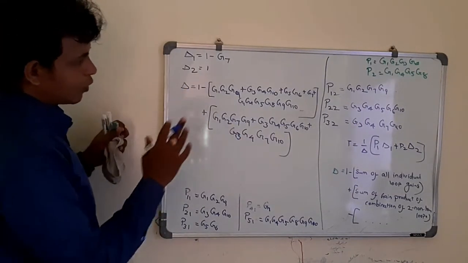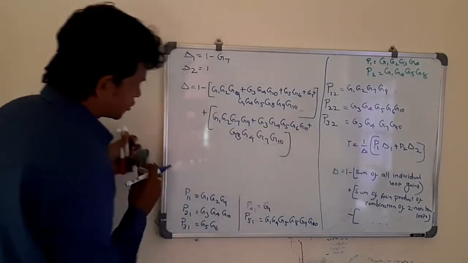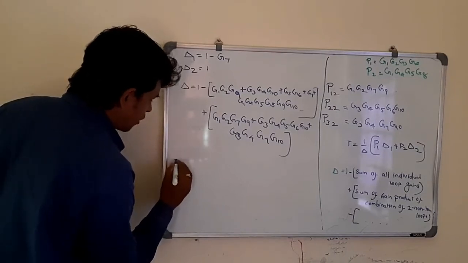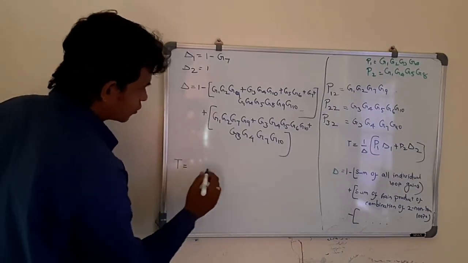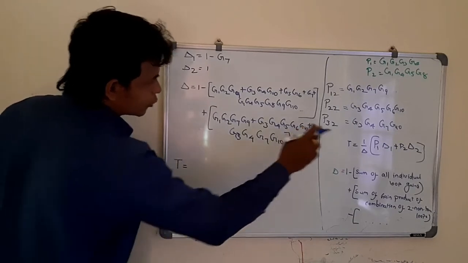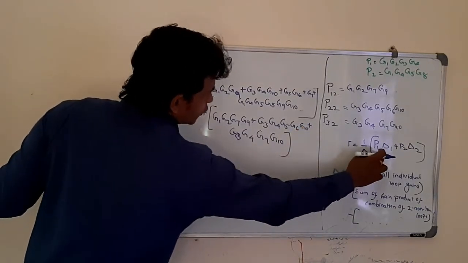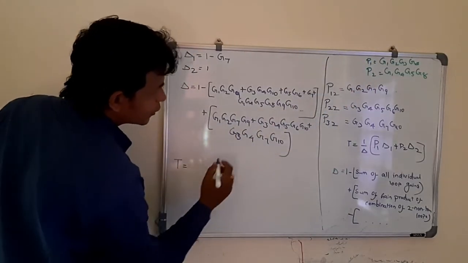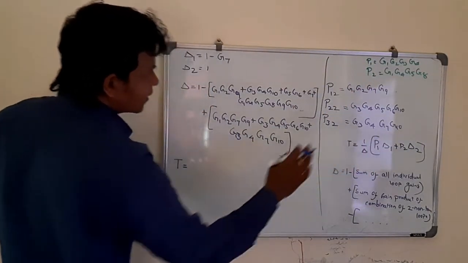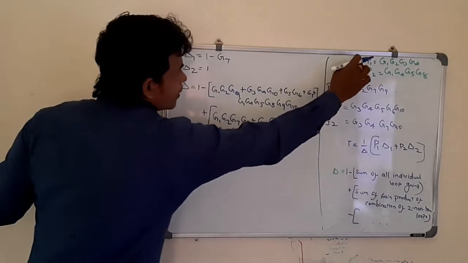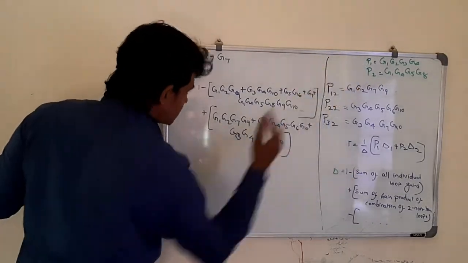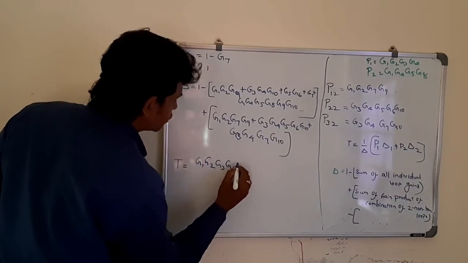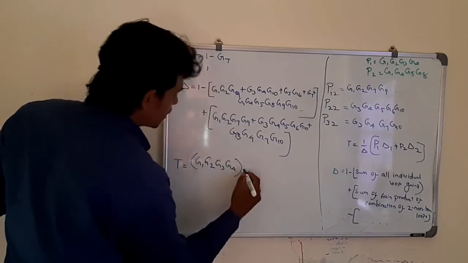Okay, so now we have got all the things, and we are going to substitute them in the formula. The overall gain, or transfer function T, is equal to 1 by del into P1 into del 1 plus P2 into del 2. First I am writing the numerator part, and finally the denominator part. P1 into del 1: P1 is G1 into G2 into G3 into G4, into del 1, and del 1 is 1 minus G7.